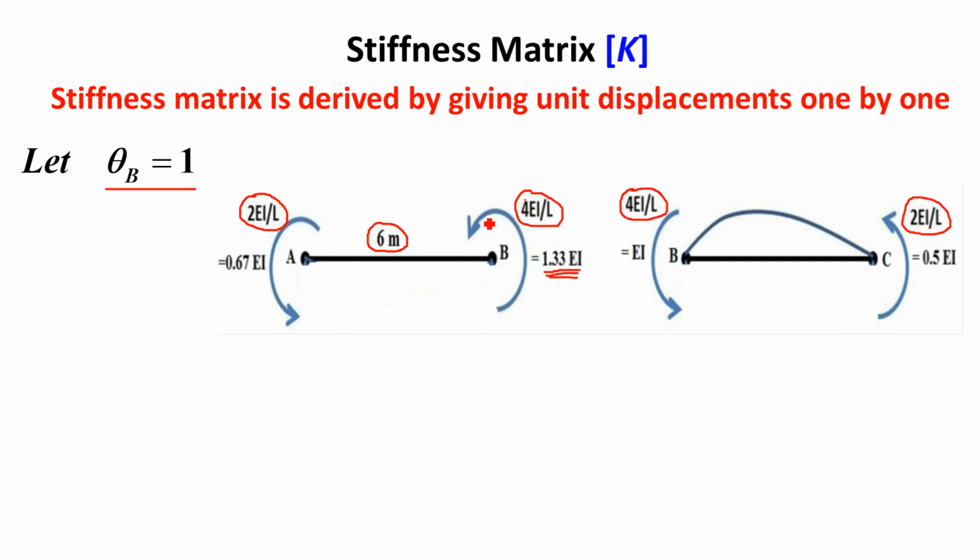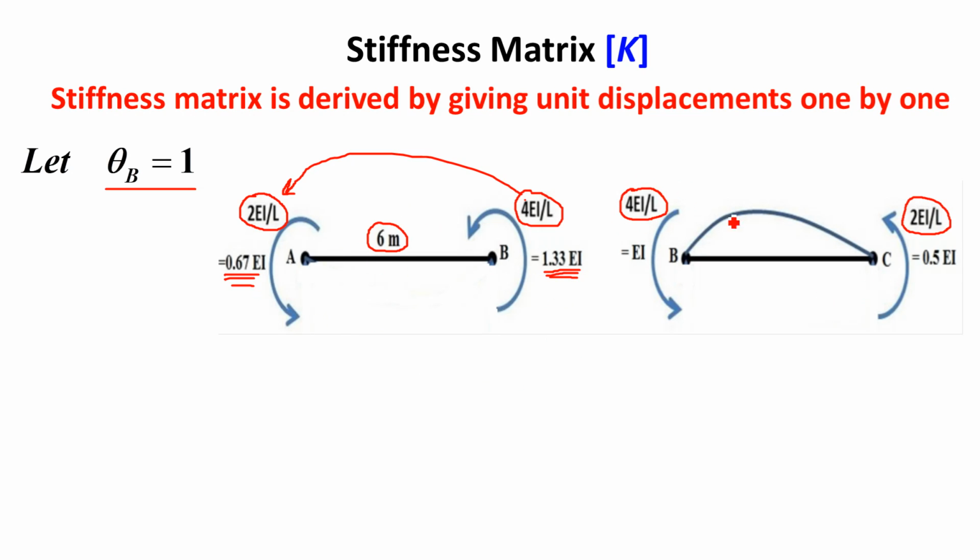This is anti-clockwise because we are rotating joint B in anti-clockwise sense. Why are we rotating joint B in anti-clockwise sense? Because we have to rotate the joint always in positive direction. We are giving the unit displacement in positive direction. So this is 1.33 EI. At the far end it will be 2EI/L, which means half of 4EI/L. So half of 1.33 is 0.67 EI. Right? This is the moment required to give the unit rotation at point B.